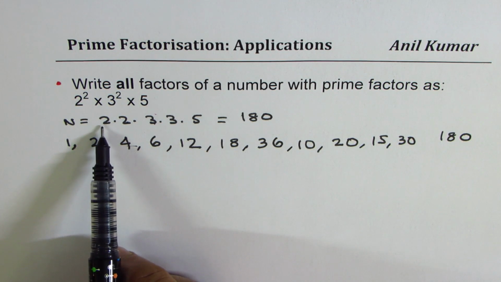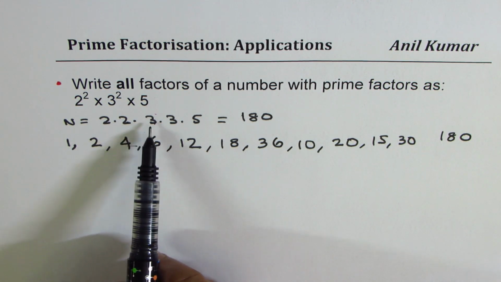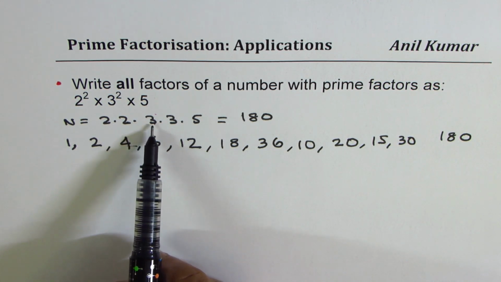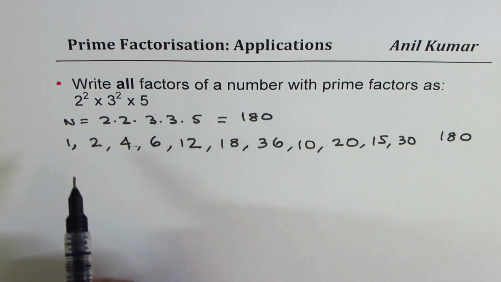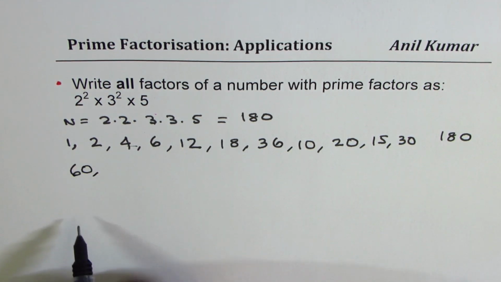So 2 times 2, which is 4. 4 times 3, which is 12. 12 times 5 gives us 60. So we get 60 as another option.